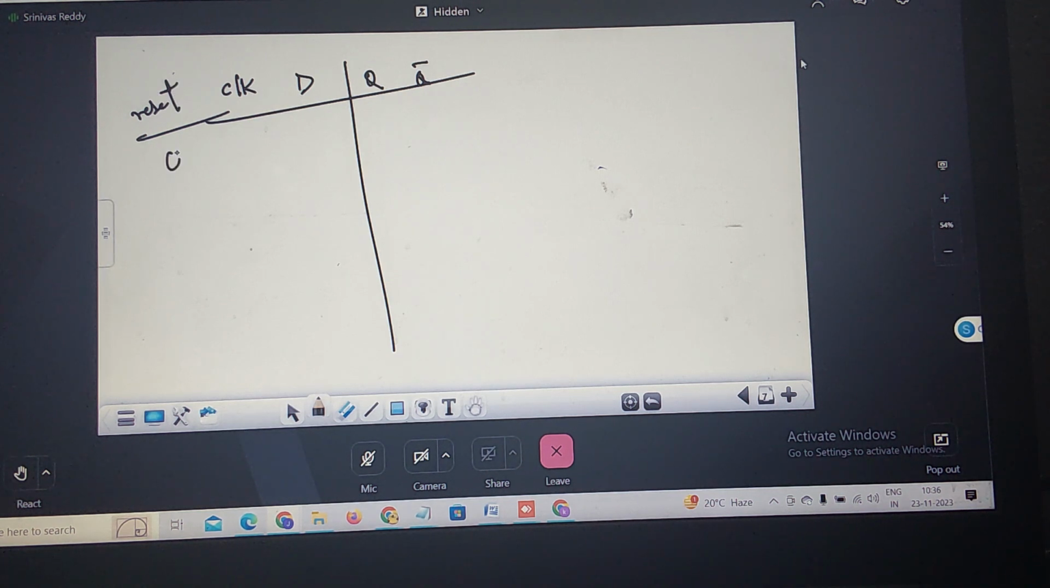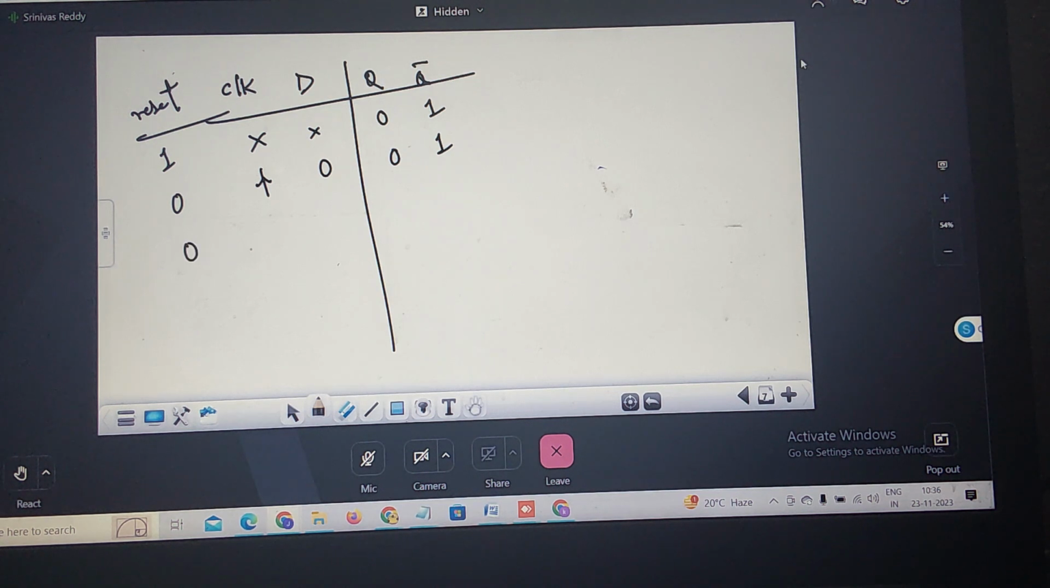If reset is equal to 1, irrespective of your clock and D value, whatever the value of clock and D, you make Q equal to 0, Q bar equal to 1. Do you understand? If reset is equal to 0, whenever the clock rising edge comes, if D is equal to 0, Q is equal to 0, Q bar is equal to 1.